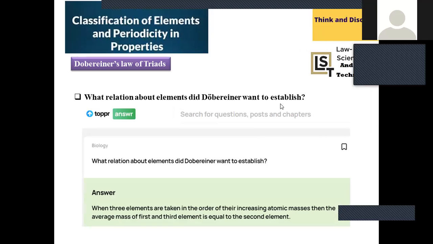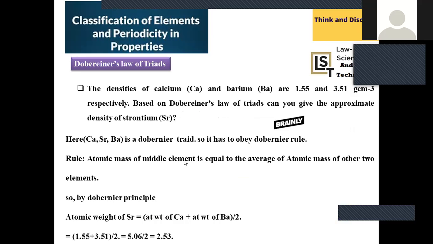What kind of relation did he want to establish? I collected this answer from Topper. Thank you. When three elements are taken in order of their increasing atomic masses, then the average of the first and third element is equal to the second element. In the triad system, when we take the average of the first and third element, the mass of the in-between element will be exactly equal. That is the relation given by the Dobereiner triad system.